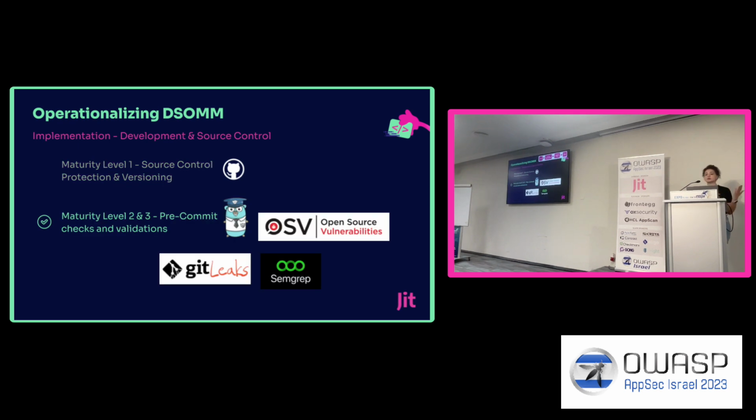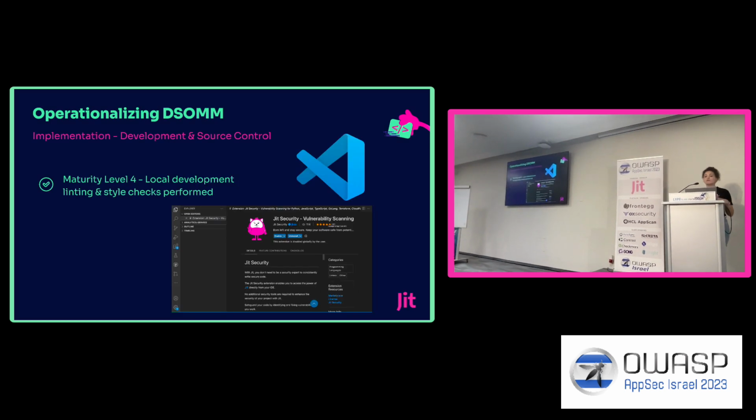For maturity levels 2 and 3, we just talked about all the open source tools, the scanning controls that we're utilizing. Also, with enabling branch protection, we're there, we have maturity levels 2 and 3. For maturity level 4, we're there as well. We developed a VS Code extension that runs code scans locally in the developer's IDE. The extension is not open source, but it's open for everyone to use. I know there are many security IDE extensions out there, so you can just choose what's right for you.